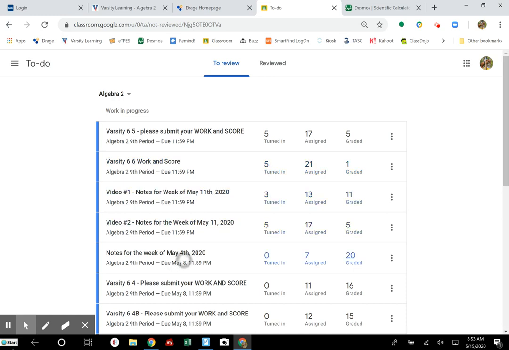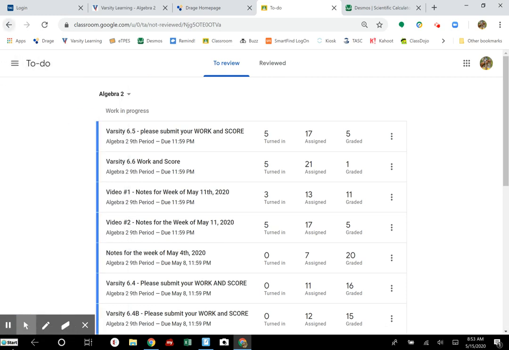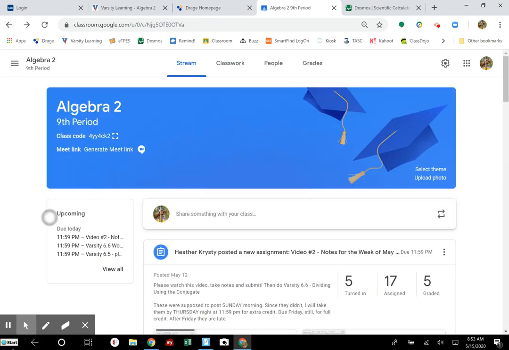Otherwise, there's a date on here like this one where it says May 8th. But this is the best place for you to see. It will show you if you've turned it in, if it's been assigned, if it's been graded, and then you can go and look for it. Okay. Now, that said, remember that that is this little area here, the upcoming. That's one of the most useful places that you want to go.